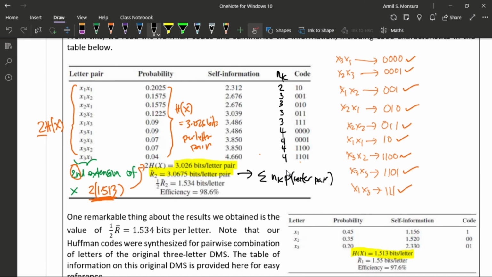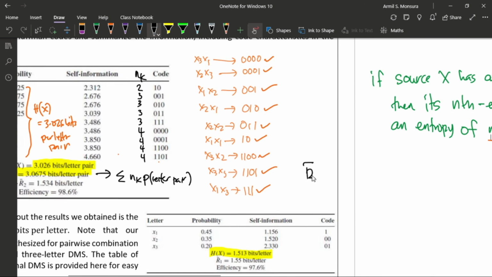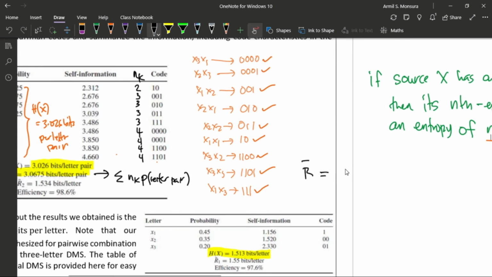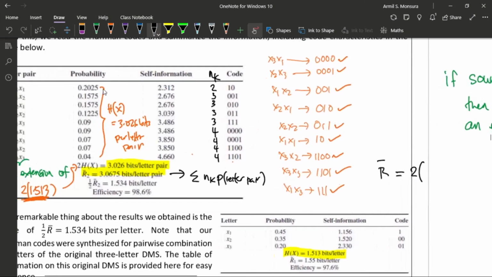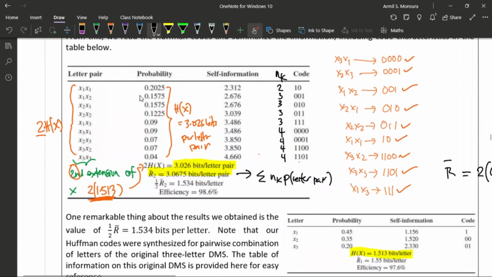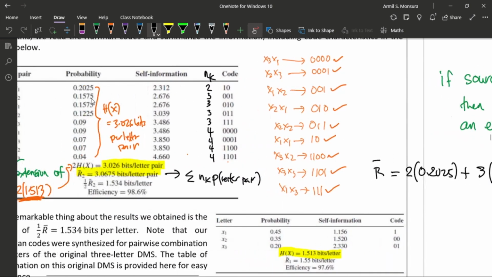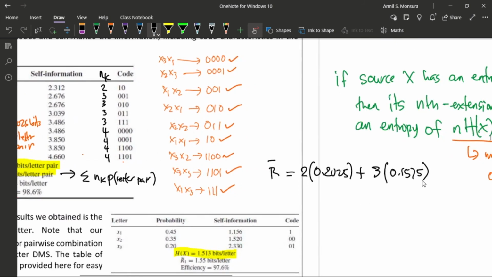If we compute the R bar for that source, we will have the following. We will have 2 times the probability, which is 0.2025, plus 3 times the probability 0.1575. It should be two of those, so we will have times 2. So let's have it to be 6.